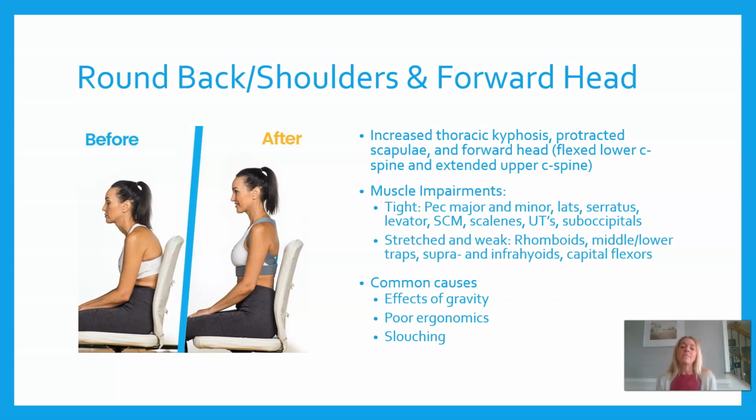So what we expect to be tight in people who have forward head and rounded shoulders are going to be pec major and minor, the lats, serratus anterior, the levator scapula, sternocleidomastoid, the scalenes, upper traps, and suboccipitals. What we expect to be stretched and weak will be the rhomboids, the middle and the lower traps, supra and infrahyoids, as well as the capital flexors. Common causes of this are going to be just the effects of gravity, again, poor ergonomics, and habitual slouching.